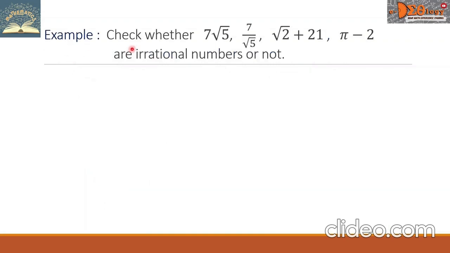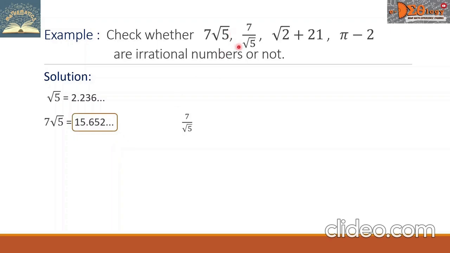See this example? Check whether 7 square root of 5, 7 over square root of 5, square root of 2 plus 21, pi minus 2 are irrational numbers or not. Let's begin with the first, 7 square root of 5. Before that, let us define the square root of 5 value. We know that this is equal to 2.236 and so on. Now, we multiply this value by 7. So, we have here 7 square root of 5, which is 15.652 and so on.